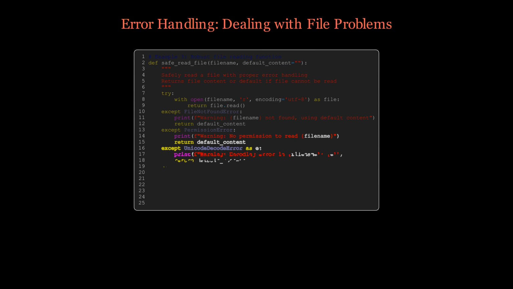This robust function demonstrates professional error handling. It tries to read a file but gracefully handles all common errors by returning default content instead of crashing. Notice the encoding parameter: explicitly specifying UTF-8 prevents many encoding issues. This pattern makes your programs much more reliable and user-friendly.